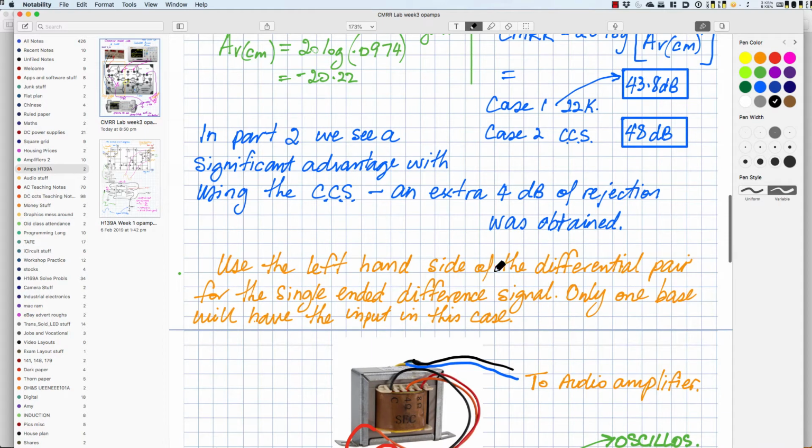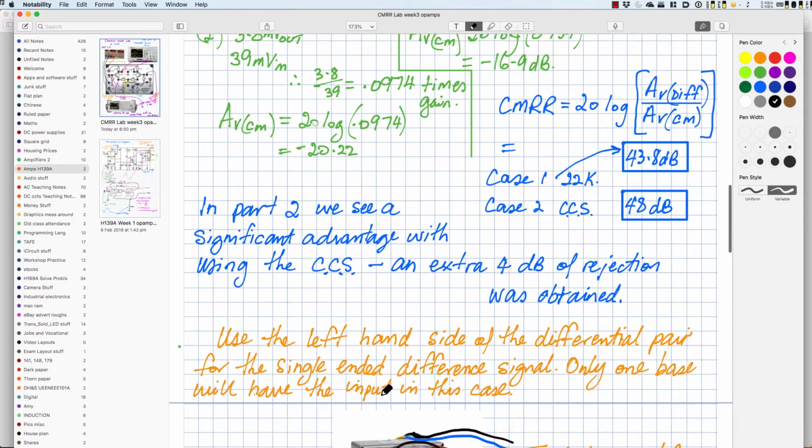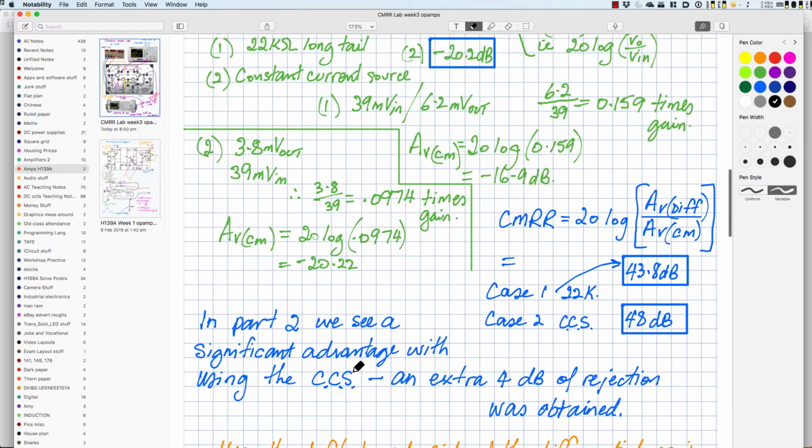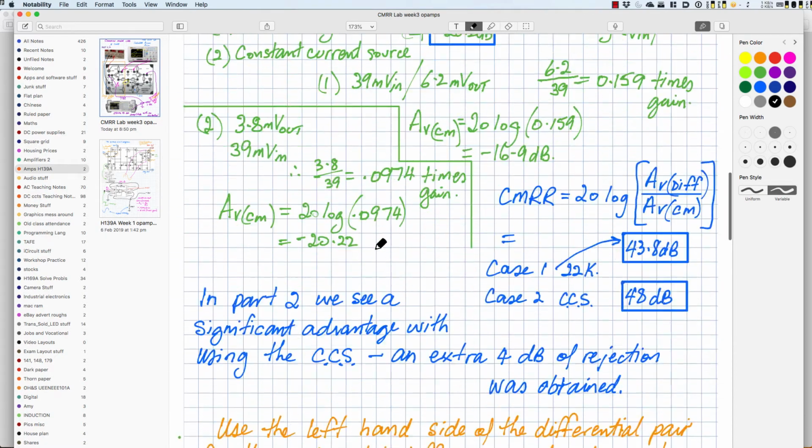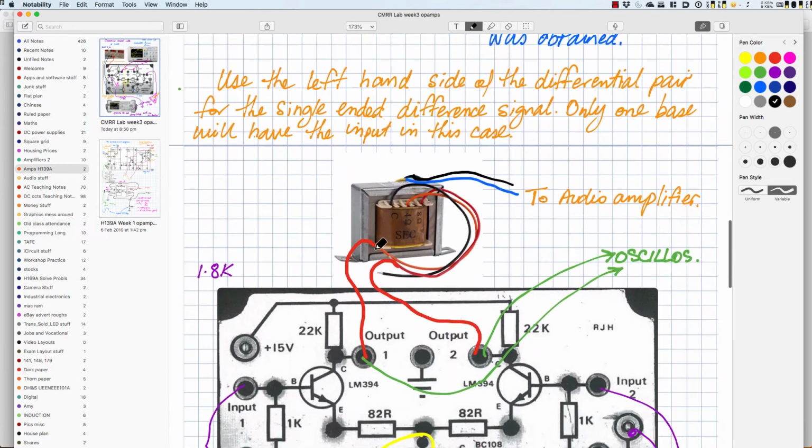We use the left-hand side again of the differential pair for the single-ended difference signal. Only one base has the input in this case. Probably I'd meant to put that at the very beginning of this, and I just squeezed it in down there on the day.